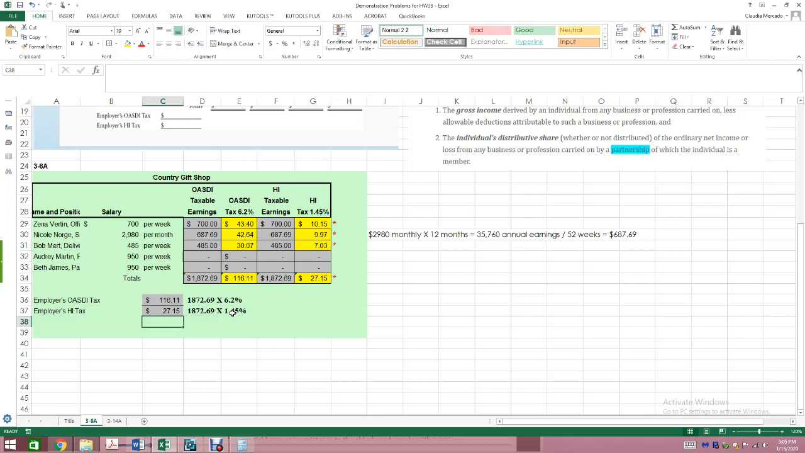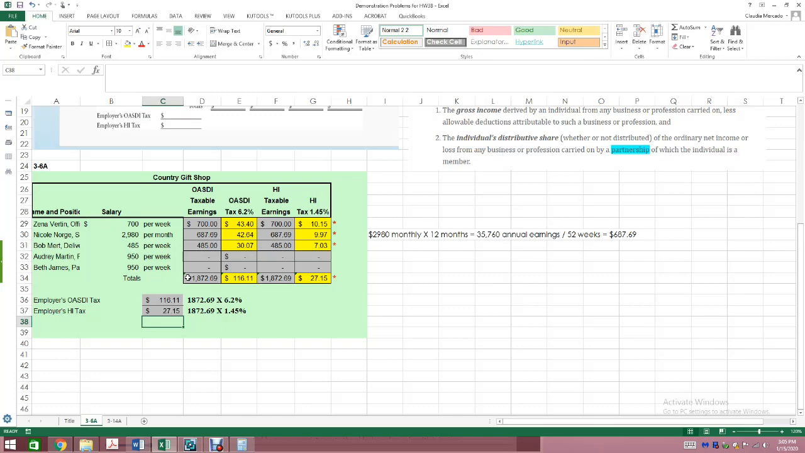So this is how we calculate this particular problem. Key information here: we need to know that a partner is not considered an employee, that we don't deduct any type of HI or OASDI tax for partners. They are considered self-employed. The amounts that they're getting paid every week are considered withdrawals from the business.